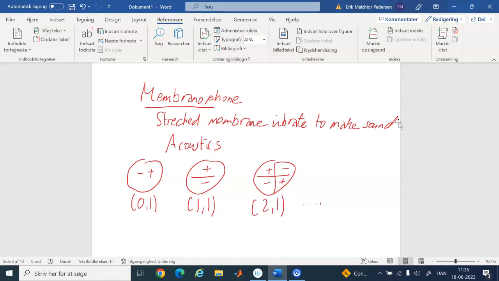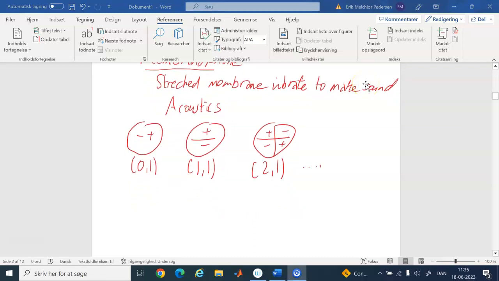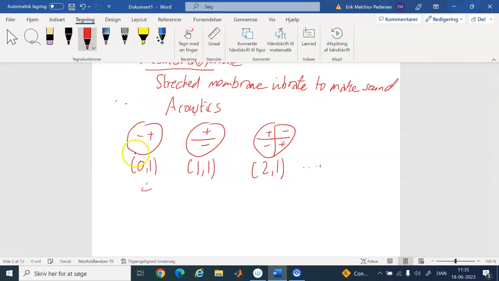Those plus and minus signs show the relative phasing of the vibration of different parts of the structure in the modes. A little bit complicated.